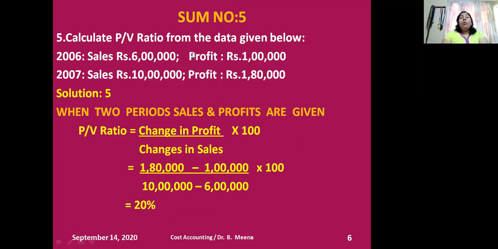Calculate PV ratio. Now look at this problem. PV ratio from the data given below. What are the data available? We have the data for 2 years. One is for 2006, another one is 2007. For both the years, we have sales and profit.